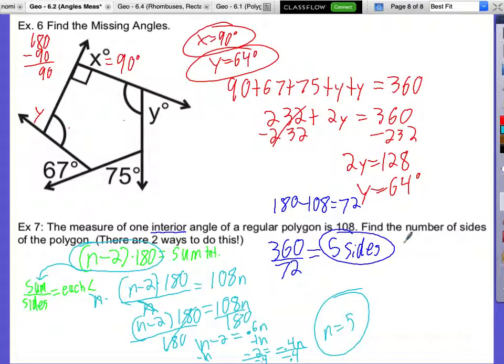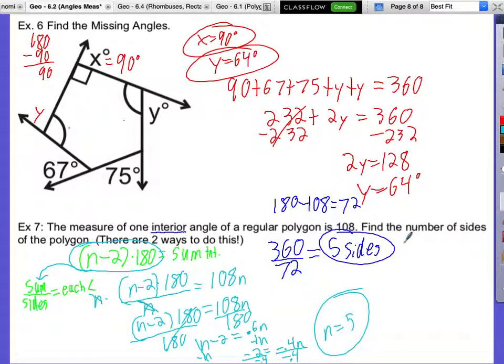On number 7, if it was like an exterior angle, how would you find that? Okay. Hey, Randall had a good question, and that might also be helpful for your worksheet.